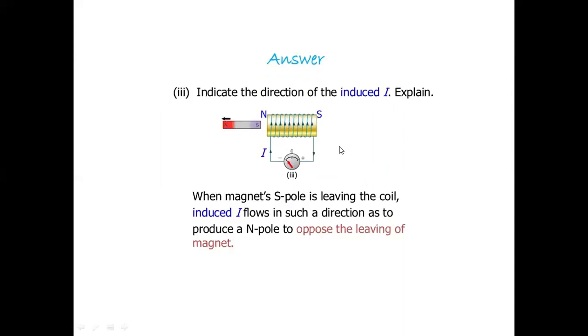Now the third part, the magnet is leaving, going away. So the south pole is going away from it. In order to stop this movement of the south pole away from the coil, this end of the coil will have current in such a direction that it becomes a north pole to oppose the motion of the leaving magnet.